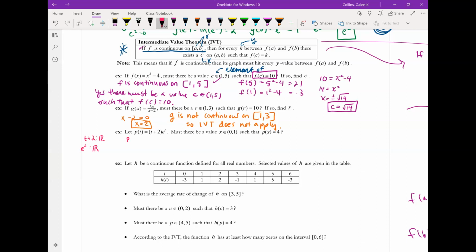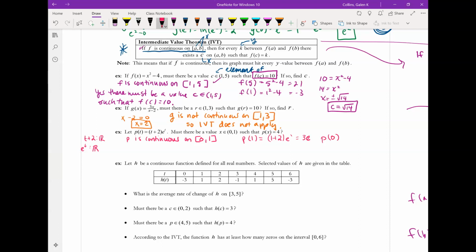I can't just assume it. So I can say P is continuous on the closed interval 0 to 1. And then for us to now apply IVT, we need to know P of 1 and P of 0. So P of 1 is going to be 1 plus 2 times e to the first power. So 1 plus 2 is 3. P of 1 is 3e. Don't try to do anything else with that number. 3e is a number. And we like 3e because I don't have to do any other work.